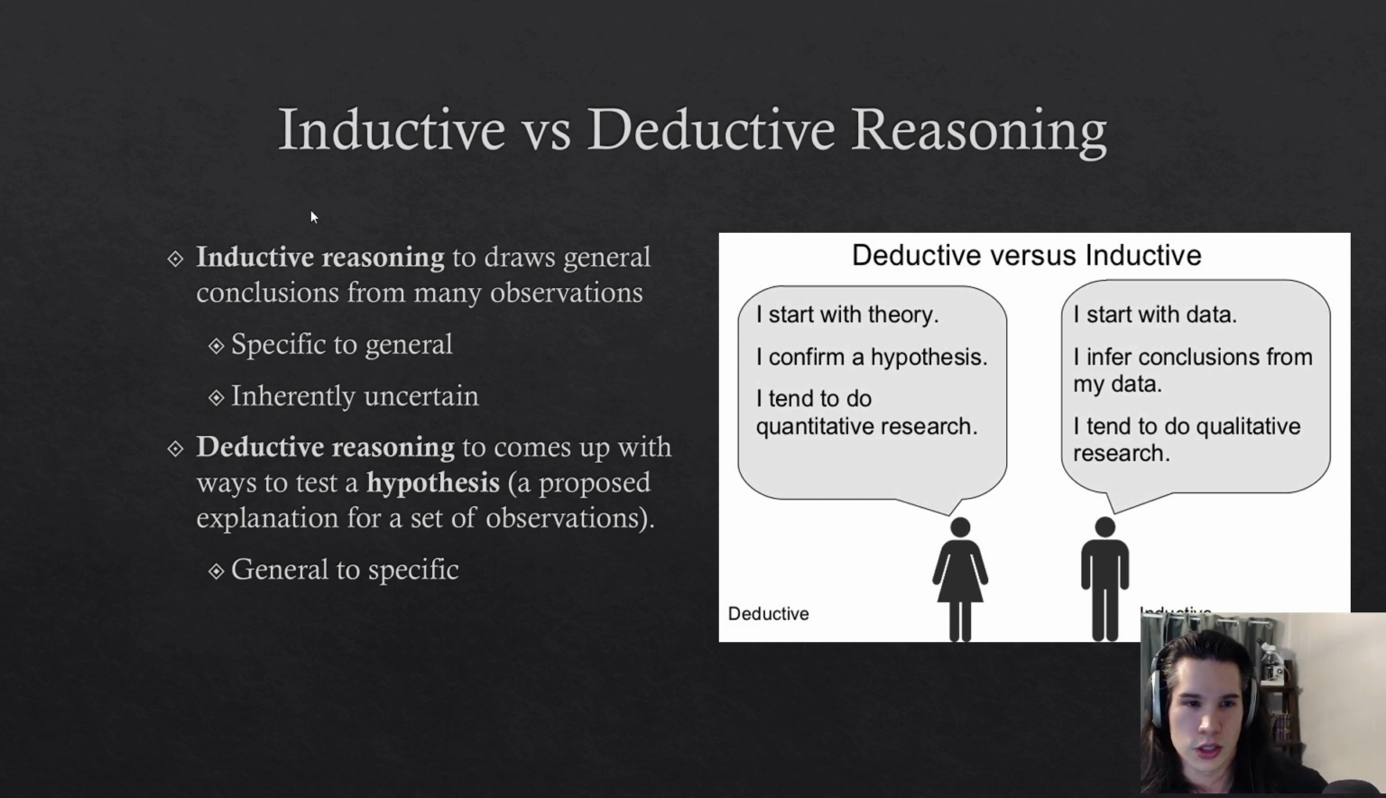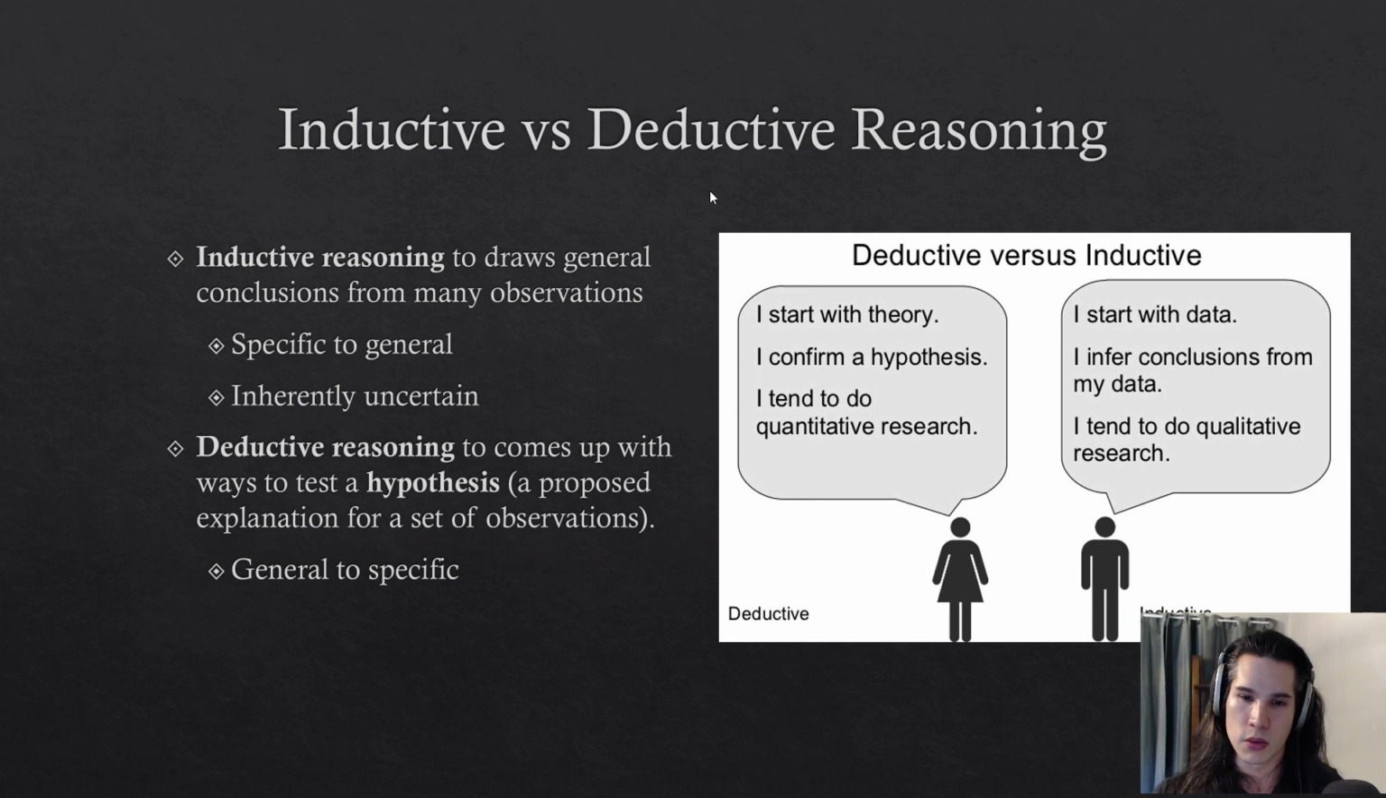All right, so now let's jump into inductive versus deductive reasoning, which you may have heard about or learned about in previous courses, maybe not even science related, but maybe a philosophy or critical thinking class. To break them down simply, inductive reasoning has this tendency to draw general conclusions from many observations. So you're moving from specific to general.